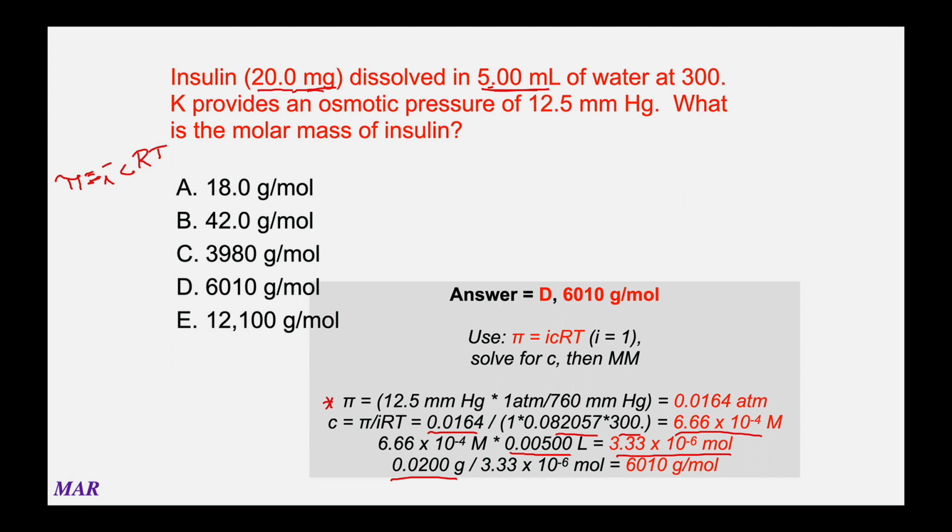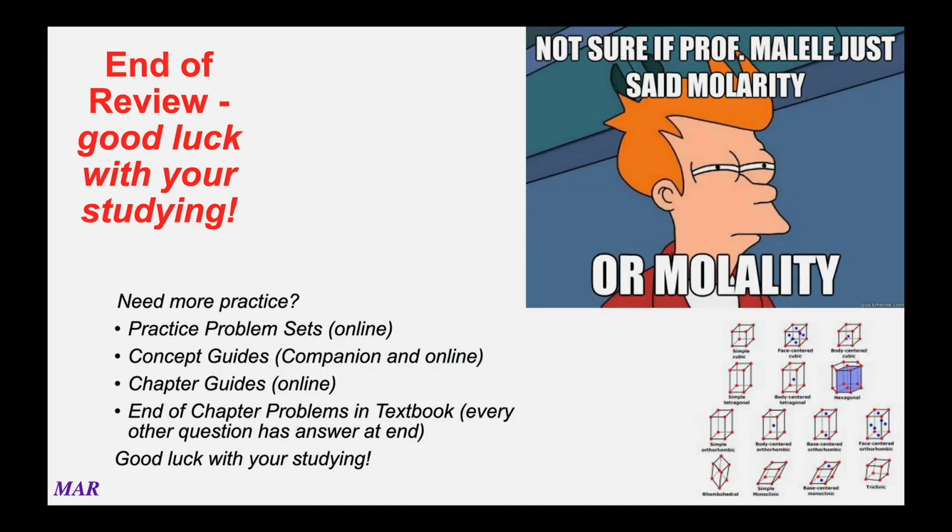That is a big molar mass in my world. Most of my molar masses of regular chemistry, 500-ish grams per mole would usually be pretty high. So this is 6,000 grams per mole. Wow! These molar masses really blow my brain. But with osmotic pressure, you can figure out these values pretty readily, and that's one of the major advantages to knowing about osmotic pressure. That's the end of this review.